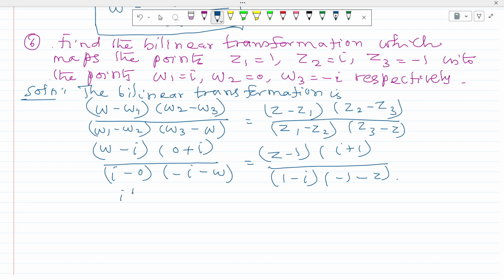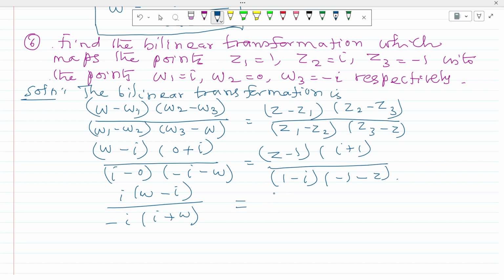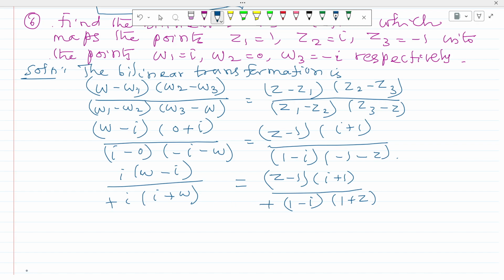(W minus I)(plus I into W minus I)... divided by, once again minus I into, taking that minus outside, minus I plus W or W plus I. So that is equal to, here remaining is (Z minus 1)(I plus 1) divided by (1 minus I), take it outside fully, 1 minus I and then 1 plus Z. Is it not? So here minus get cancelled.